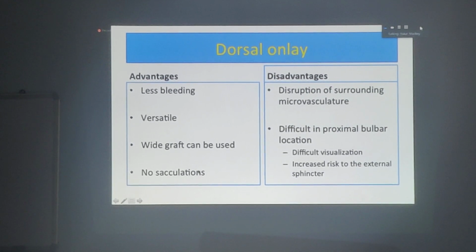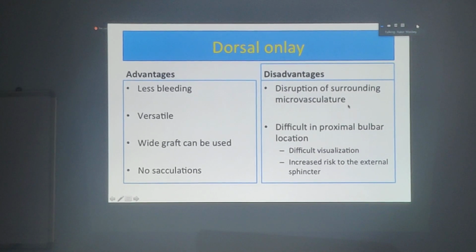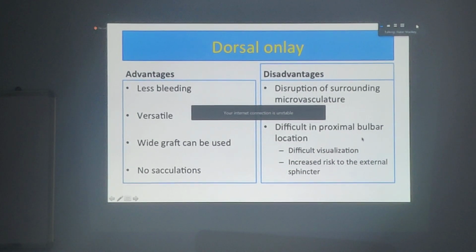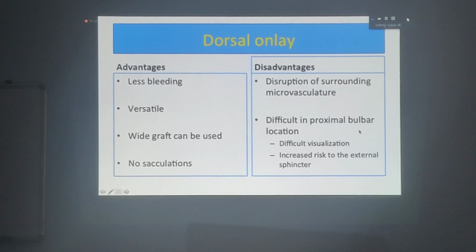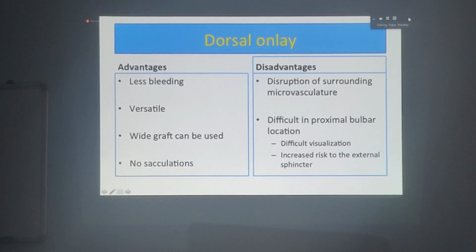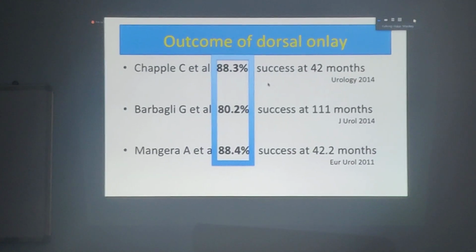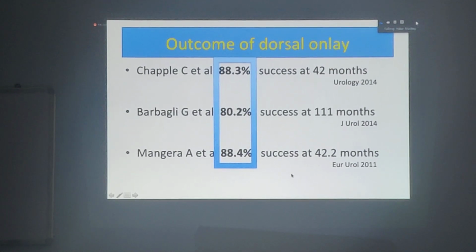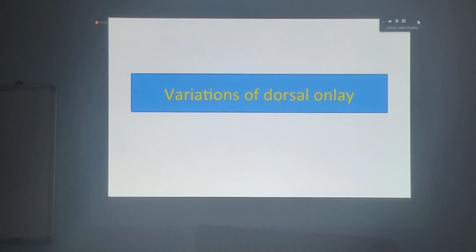We can use a very wide graft, and there are no problems with saculations. Whereas while doing the drawback is that you tend to damage the circumflex arteries, and if the stricture is located too proximally, it can sometimes be difficult to place the graft. So it enjoys a success rate similar to ventral onlay, around 85% success rate.